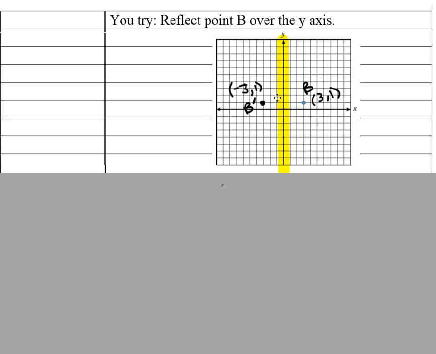Okay, and you should have gotten that B, or we call it B prime, is -3, 1. So if you notice that when we reflect over the y-axis, it's our x value that changes. And the way that it changes is that it becomes the opposite sign of the original value.